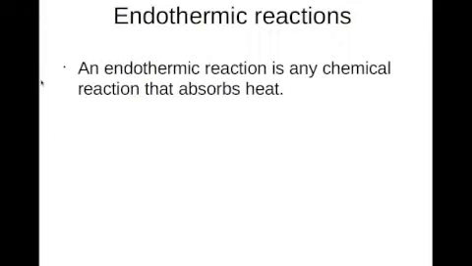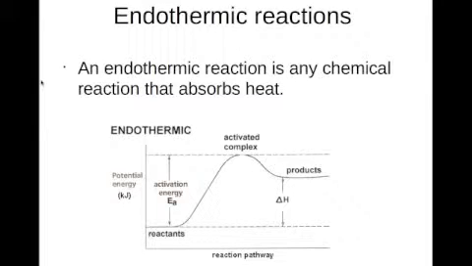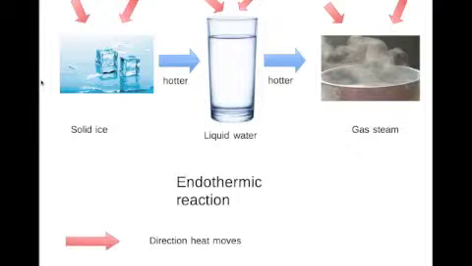An endothermic reaction is any chemical reaction that absorbs heat, and that's a graph of an example. An endothermic reaction is the heat actually coming into the substance, I guess. So if you have ice and the heat goes in, it gets hotter and it turns into water. And then when the heat goes into water, it'll turn into steam. And you can see the red arrows is the direction the heat's moving. It's going in to the substance.